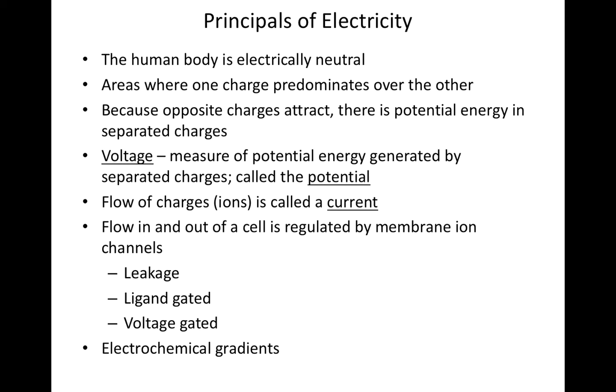Now, what we're going to be flowing down are what are called electrochemical gradients, meaning that there is an electrical component to the gradient, the charges, positive attracted to negative, etc., and a chemical component, which is a concentration gradient. So both of those are going to come into play in terms of how ions move and how efficiently they move.